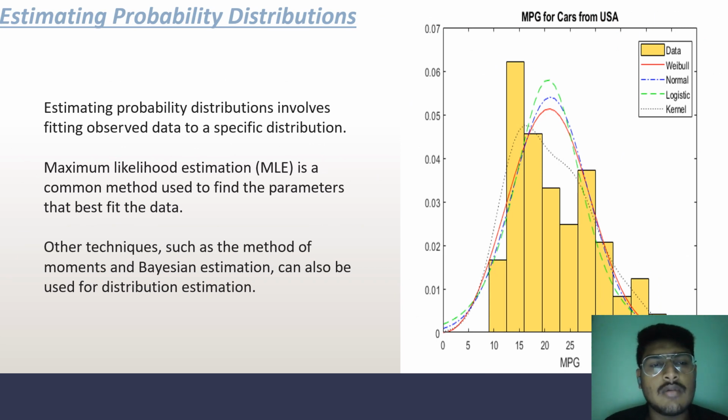Next, estimating probability distribution. Estimating probability distribution involves fitting observed data to a specific distribution. Maximum likelihood estimation, MLE, is a common method used to find the parameters that best fit the data. Other techniques, such as the method of moments and Bayesian estimation, can also be used for distribution estimation.